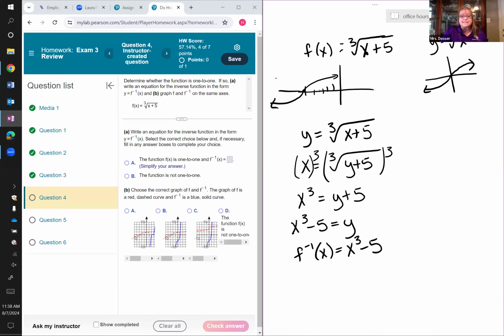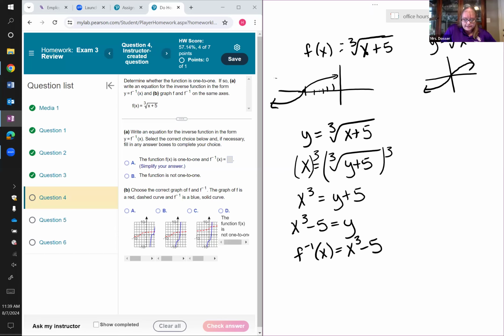And then on part B, it asks us to choose the correct graphs of f and f inverse. It tells us that the graph of f is a red dotted curve and the graph of f inverse is the blue solid curve. So looking at our answer choices, we know we can already rule out answer choice D because that says the function is not one-to-one, and we've already seen from graphing the original function that it is one-to-one. So it's not answer choice D.